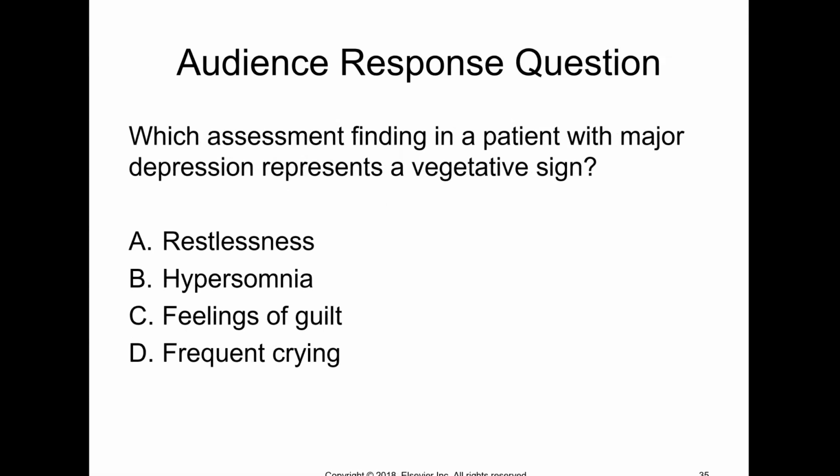Which assessment finding in a patient with major depression represents a vegetative sign? The answer is B, hypersomnia. Because remember, restlessness, that would probably be a psychomotor agitation. Feelings of guilt is not a vegetative sign. Frequent crying is not a vegetative sign, but hypersomnia, or the desire to sleep all of the time. Maybe they're sleeping 22 out of 24 hours of the day. They get up, they wander to the bathroom, they go back to bed. That would be vegetative sign. All right, and that is the end of the chapter.